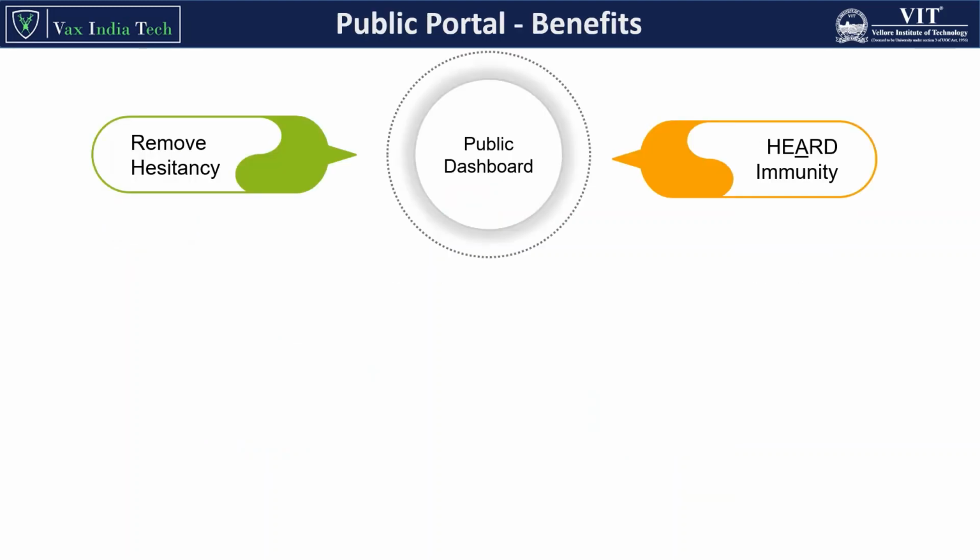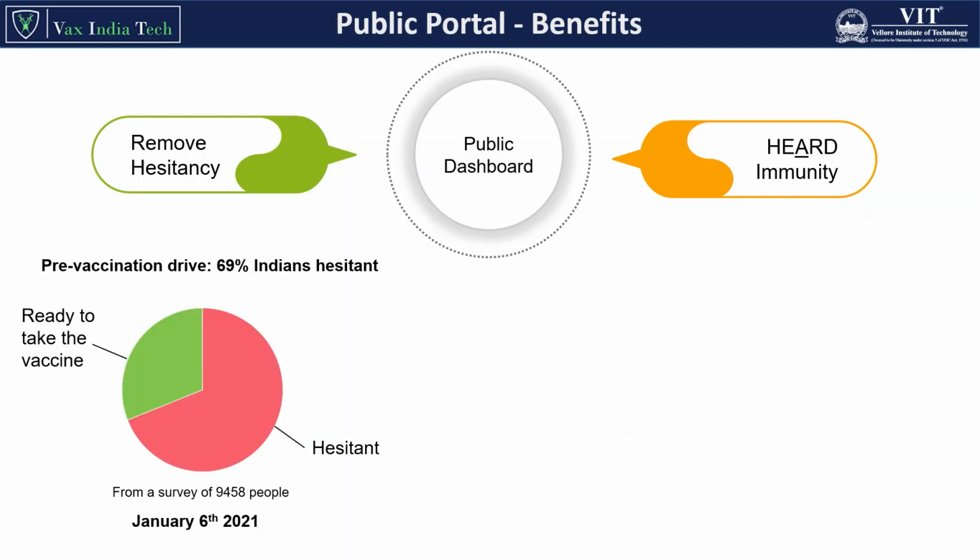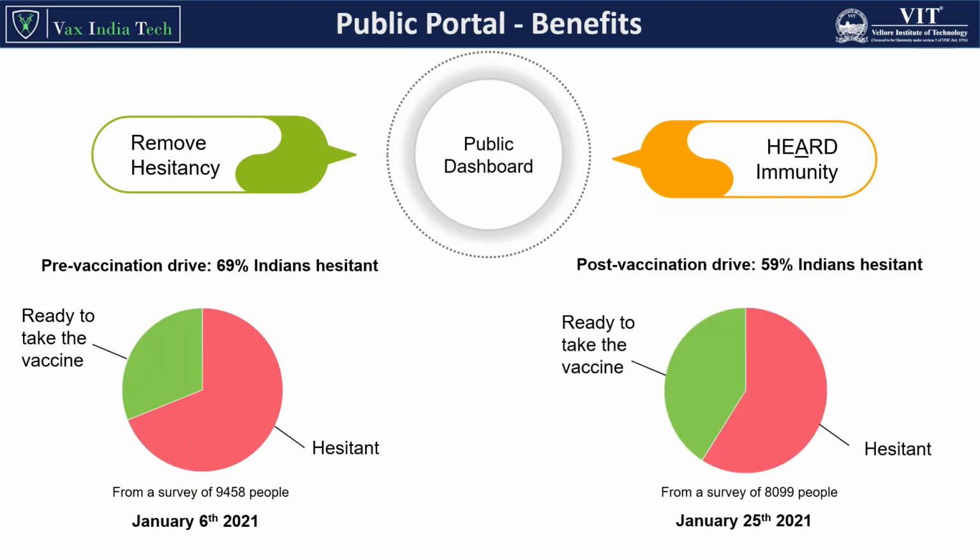Even if we efficiently distribute vaccines to all corners of the country, it'll only have an impact if people turn up for vaccination. Initially in phase 1, of all sections of people, the doctors showed hesitancy. On January 6th, 69% of Indians were hesitant to take the vaccine. After the first vaccination drive, vaccine hesitancy in India reduced by 10%. In order to eliminate the fears of the vaccine, we must show that vaccination rates are increasing and that people are getting vaccinated.